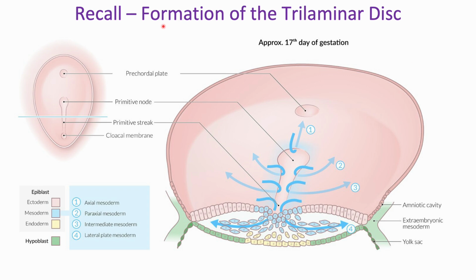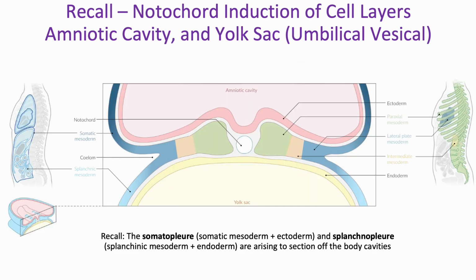So again, recall that we're starting at the layer of the trilaminar disc. We have our ectoderm, we have our mesoderm that's invading, and we're going to have our endoderm. The primary focus for the majority of this video is going to be this endoderm and the associated mesoderm that is surrounding it.